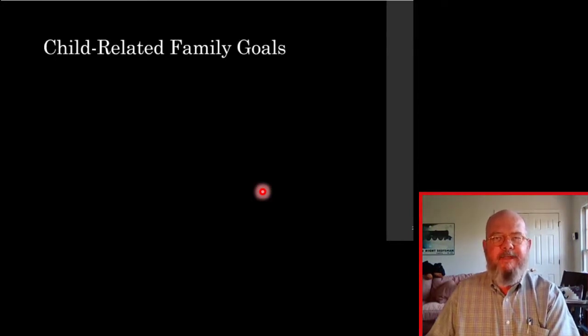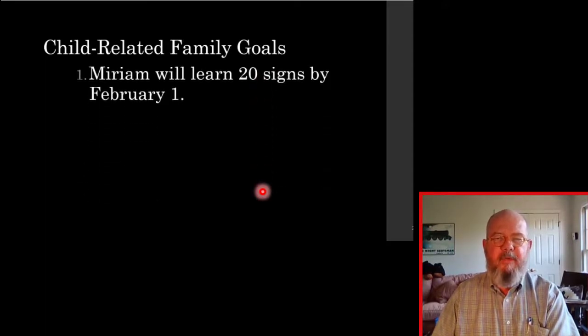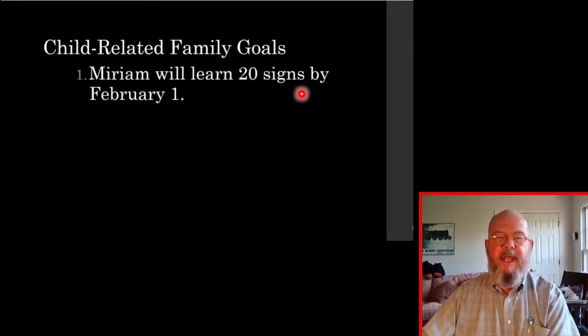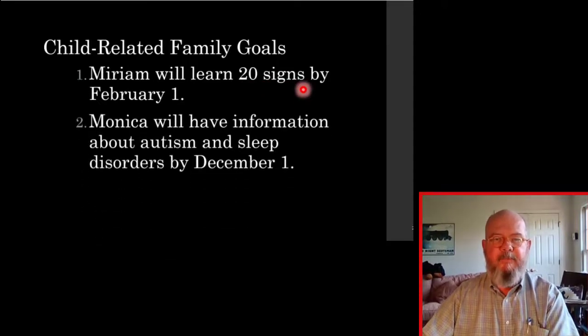Now let's talk about family goals. There are child-related family goals, such as Miriam will learn 20 signs by February the 1st. So there is a frequency goal here, the number of signs that she'll learn, but we also often put in a date by which the goal will be met. And so this goal is related to Miriam's child. That's why she's learning 20 signs, because the child is using sign language.